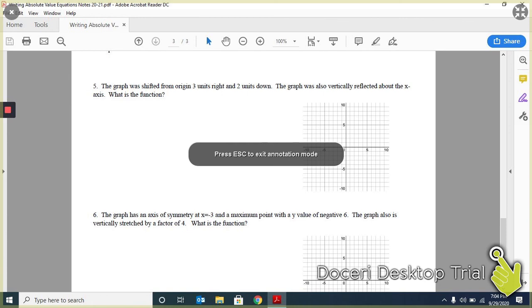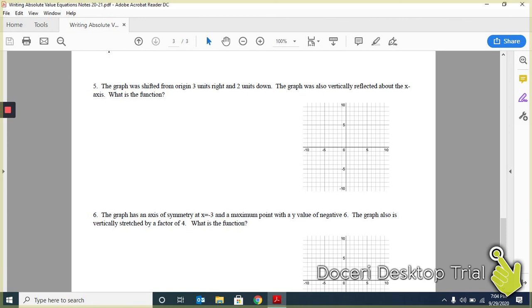Essentially it's writing a transformation graph equation from a transformation. So the graph shifted 3 units right, 2 units down. That's my vertex point. And it's vertically reflected about the x-axis, which means it looks something like this. I don't actually know where the points are at.